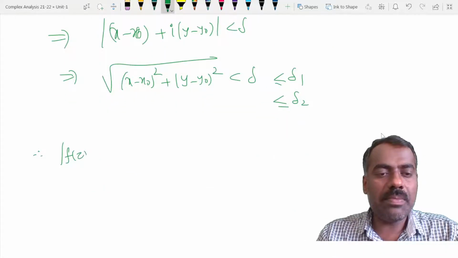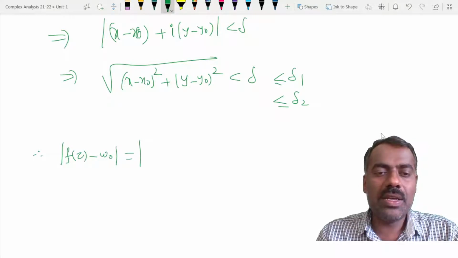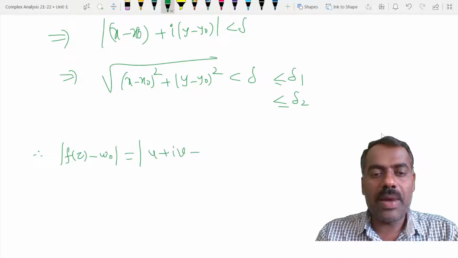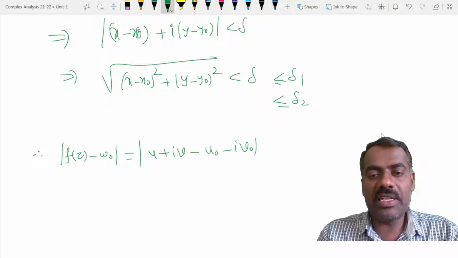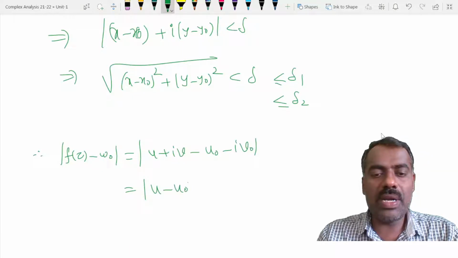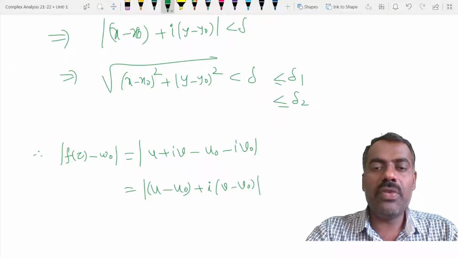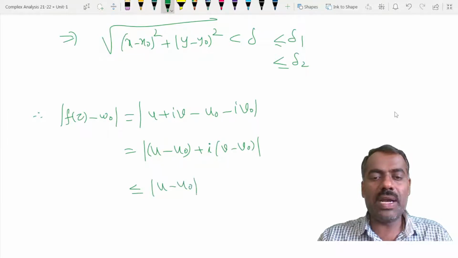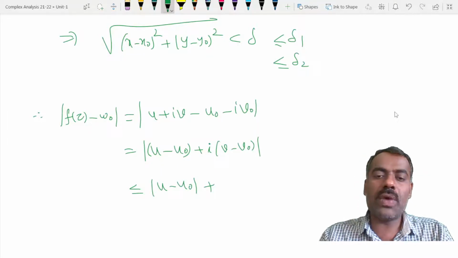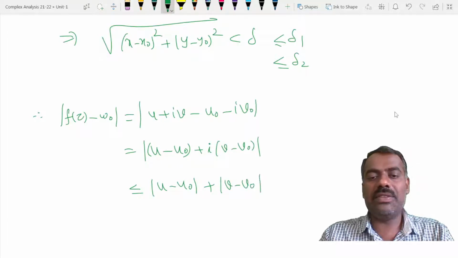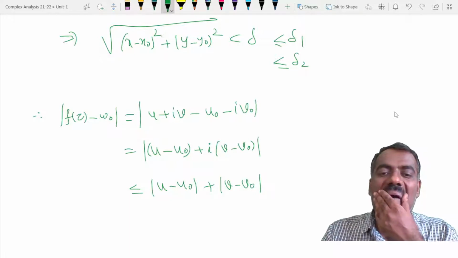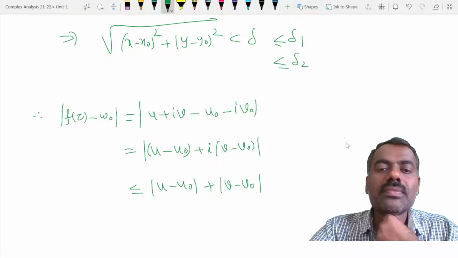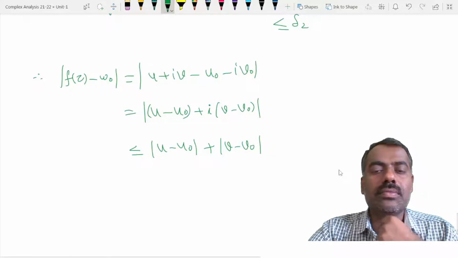So therefore, now |f(z) − w naught|, which is same as |u + iv − u naught − iv naught|, which is same as |(u − u naught) + i(v − v naught)|. Now we can apply the triangle inequality. This is less than or equal to |u − u naught| plus the modulus of i, whose value is 1, times |v − v naught|. Is this clear?